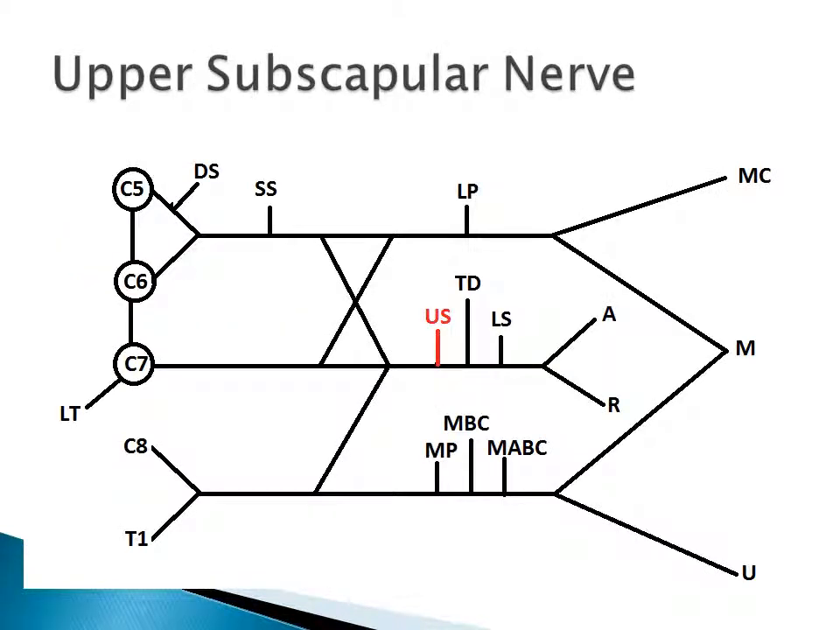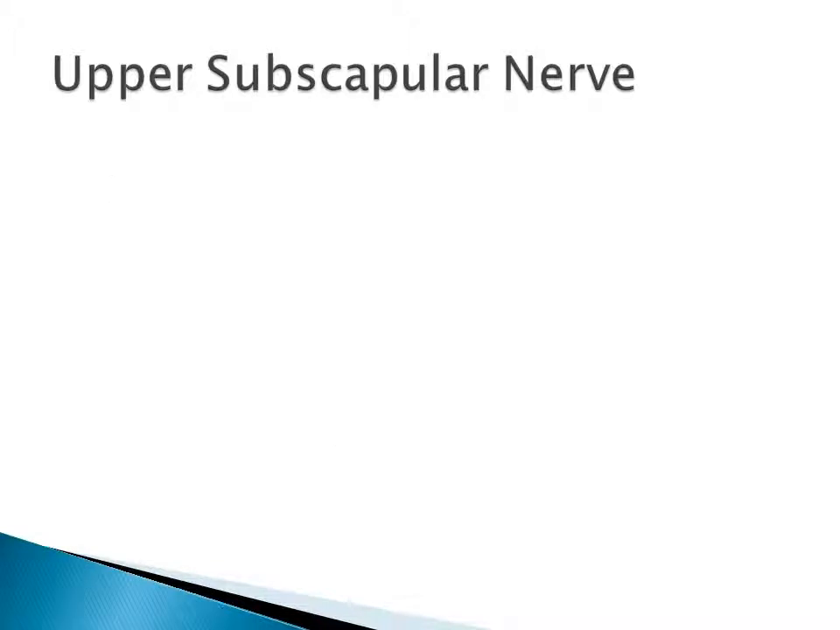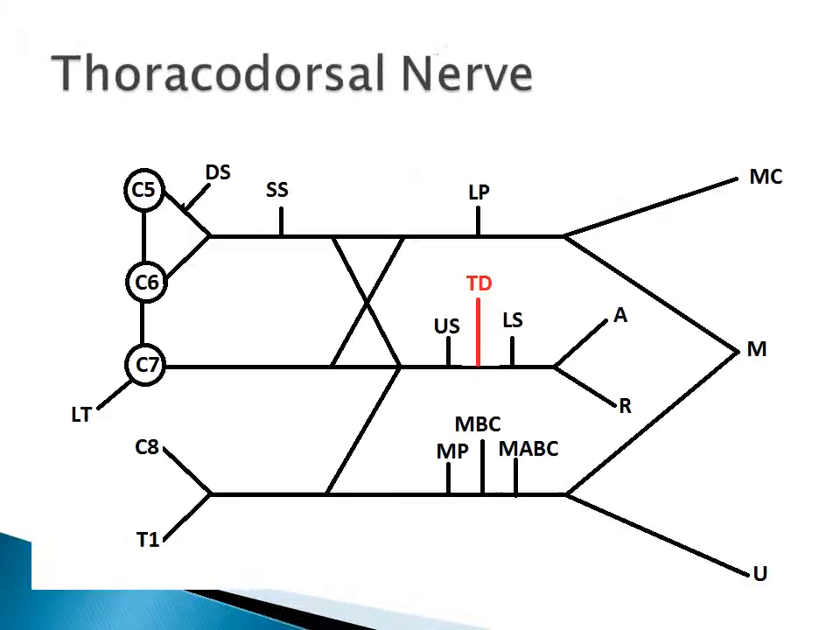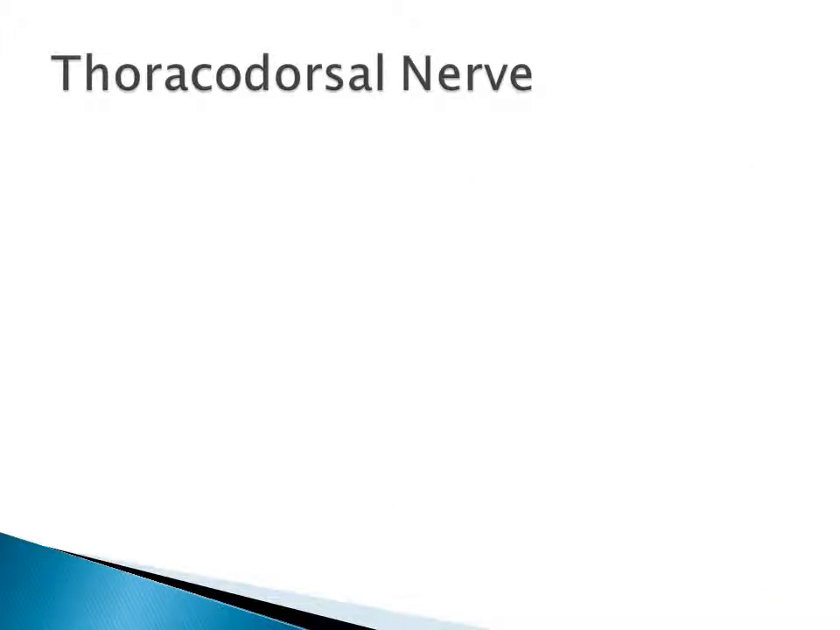We will now look at the upper subscapular nerve. The upper subscapular nerve innervates the subscapularis muscle. This nerve has no clinical significance and thus we will move on. We will now look at the thoracodorsal nerve. The thoracodorsal nerve innervates the latissimus dorsi muscle.